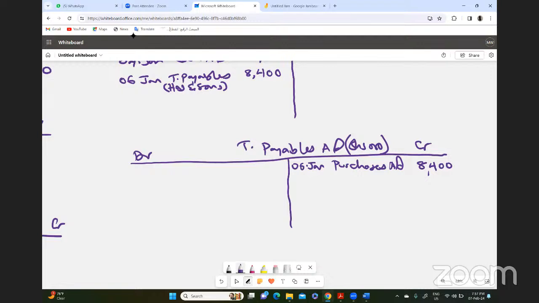It is just completing double entry. Make sure that you don't leave a transaction without double entry being completed. Because if you pass only one entry, then that is what causes the trial balance not to balance, and hence causes you to have a suspense account. Okay? So you must make sure that double entry is complete.